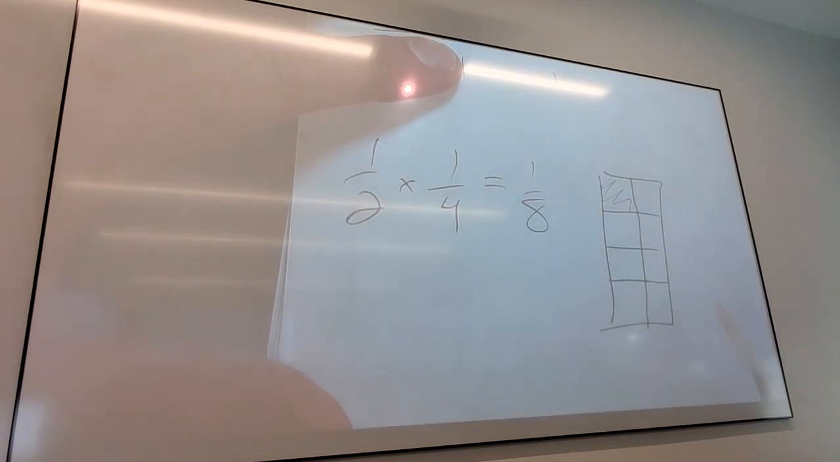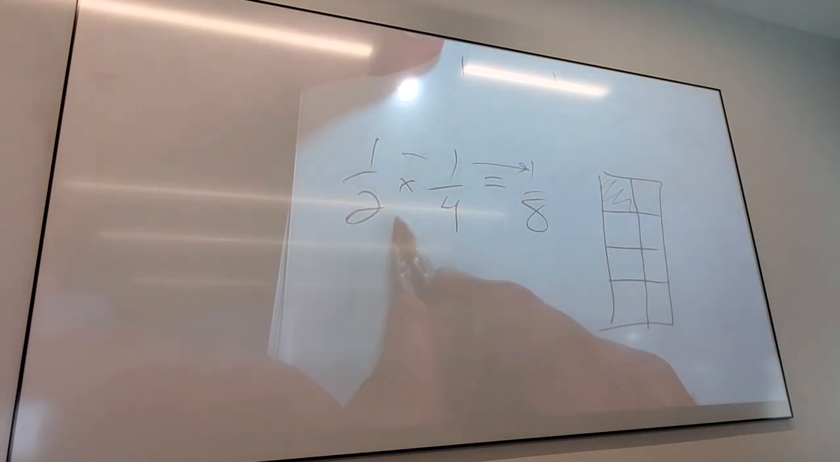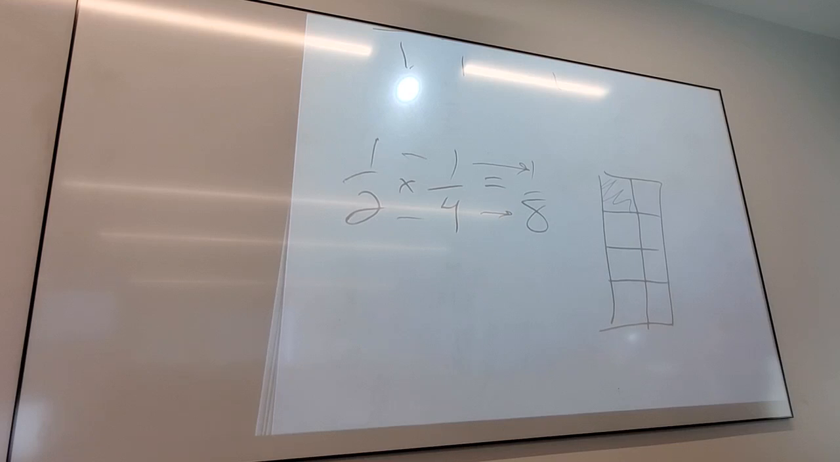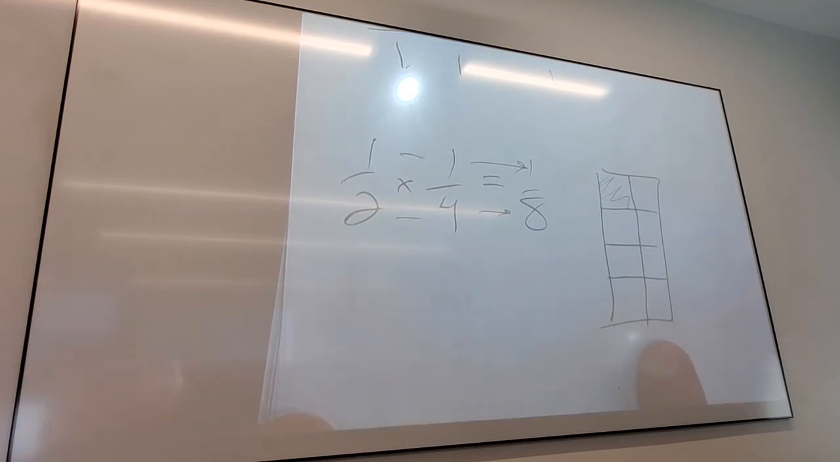1/8. There. So you multiply across. 1 times 1 is 1. 2 times 4 is 8. It's crazy. So there's actually visual ways to represent this.